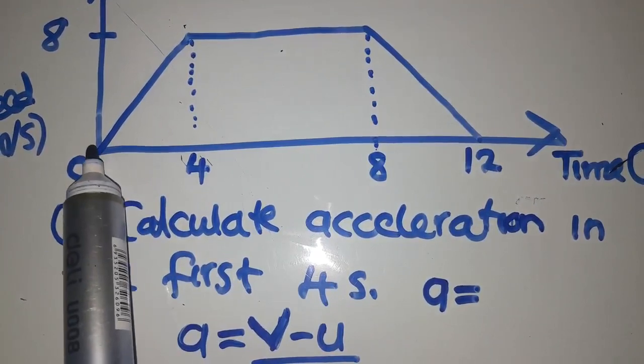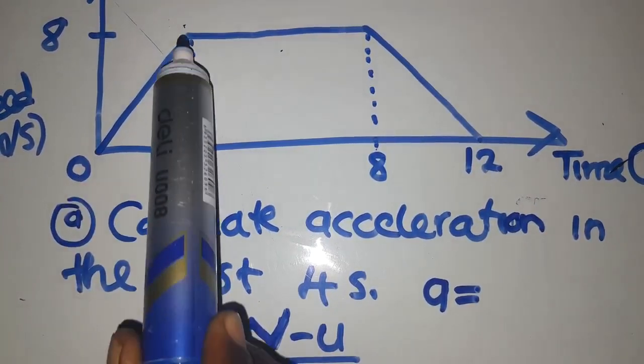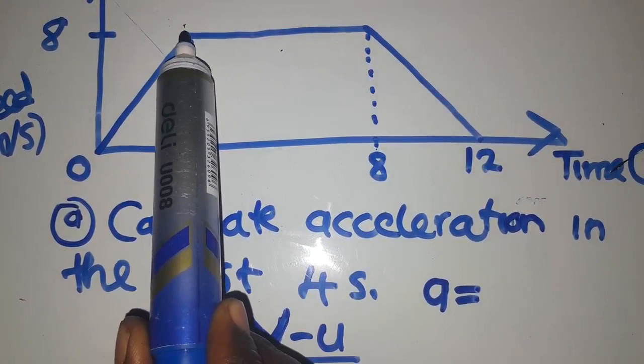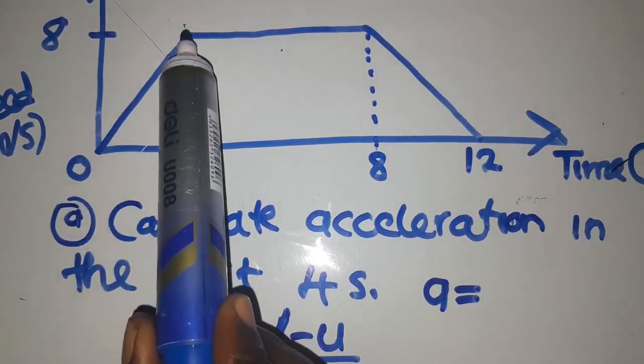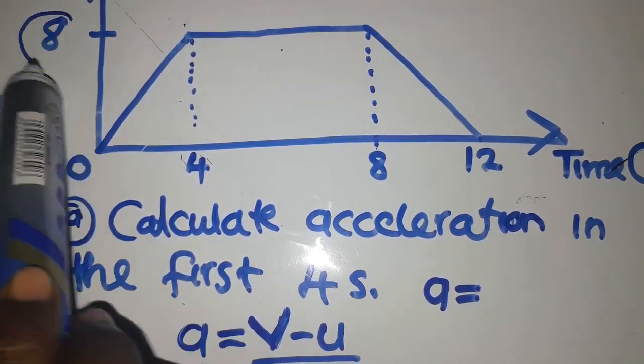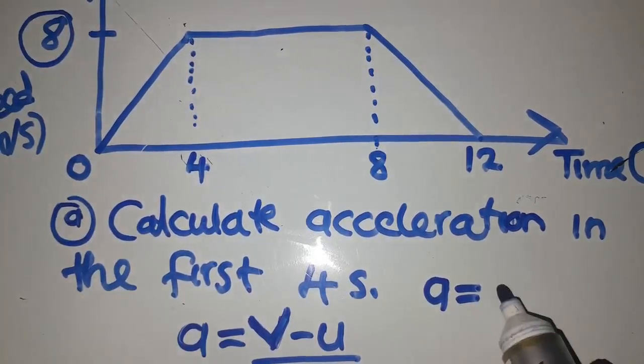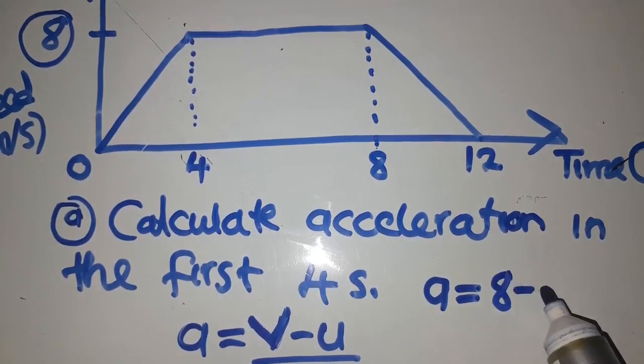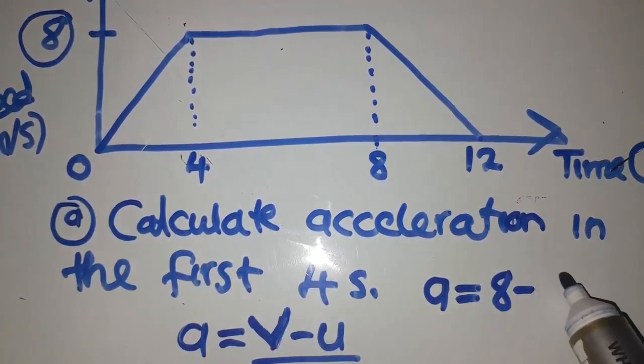So initial is 0. 4 seconds is here. So 4 seconds is reaching there. So it reached a velocity of that one. What's the speed now? This is 8. So you say 8 minus initial. Where did this start from? It started from rest position, which is 0.